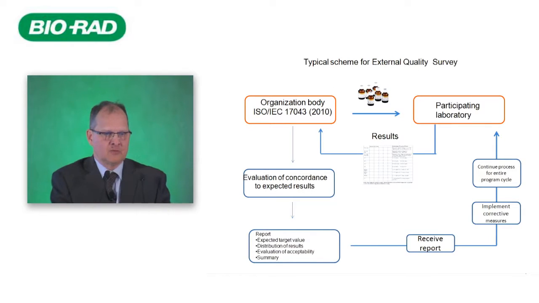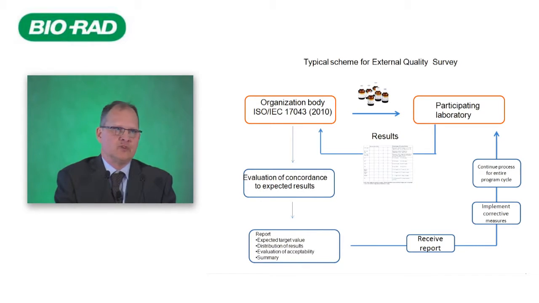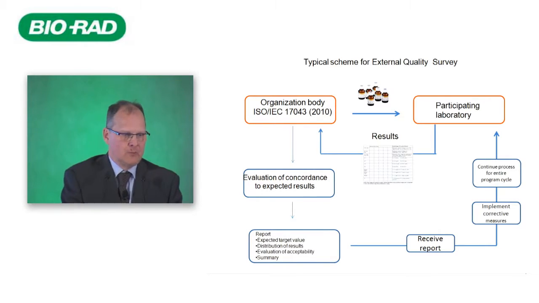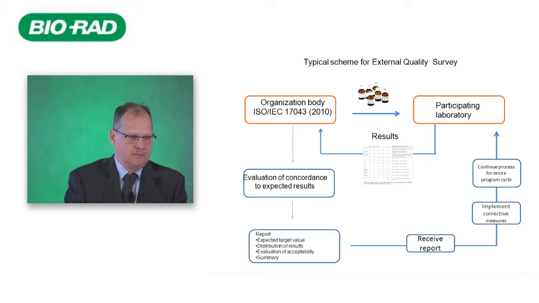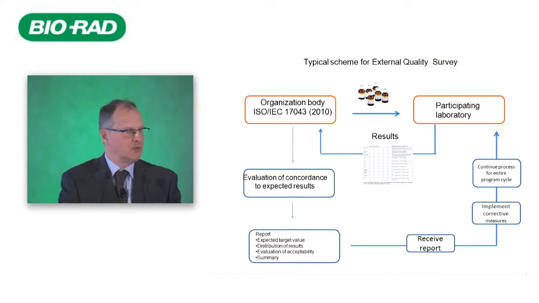This is a typical scheme for an external quality survey. It is organized by an organizing body, which could be, as I said previously, a government or a regional accreditation body. They send a sample, or a mix of samples, to a participating laboratory, which sends back the results, which must be evaluated for concordance to the expected result, report expected target values, distribution of results, evaluation of acceptability, and summarize all this data. Furthermore, the lab receives the reports, implements corrective measures, and continues the process for the entire program cycle. So the question of my topic is, what could be harmonized among all this data?